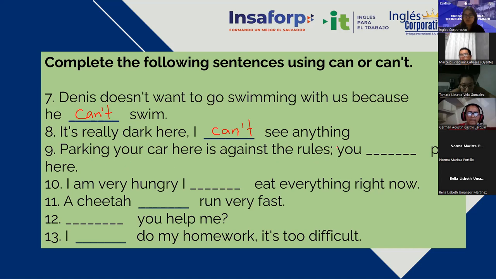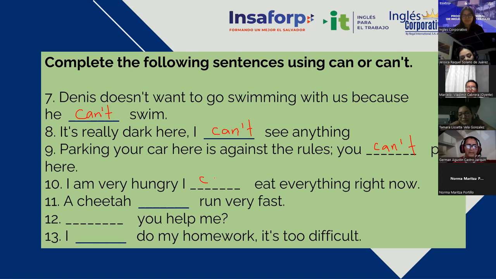Number nine. Can't. En este caso, can't es prohibition. Prohibition. Parking your car. Okay, so it's prohibition. Number 10, I'm very hungry. I can eat everything. That's affirmative. Porque dice I can eat. Nosotros decimos me comería una vaca, ¿no?